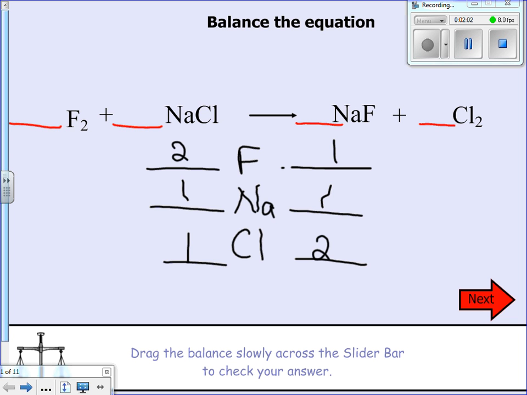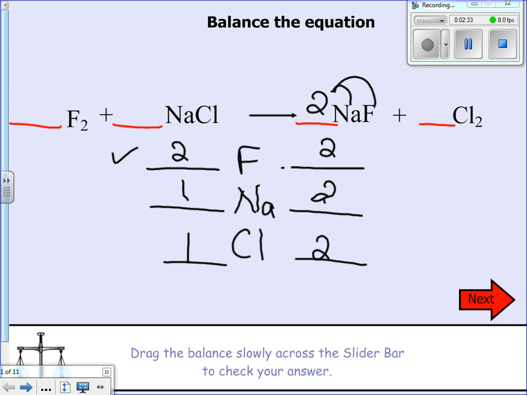We have 2 fluorine on the left. On the right-hand side, we need to put a 2 in front of NaF. This 2 will distribute out to Na and also to F. So now we can change this number to 2. It also changes our number of sodium. So now Na also becomes 2. So our fluorine's done, it's balanced.